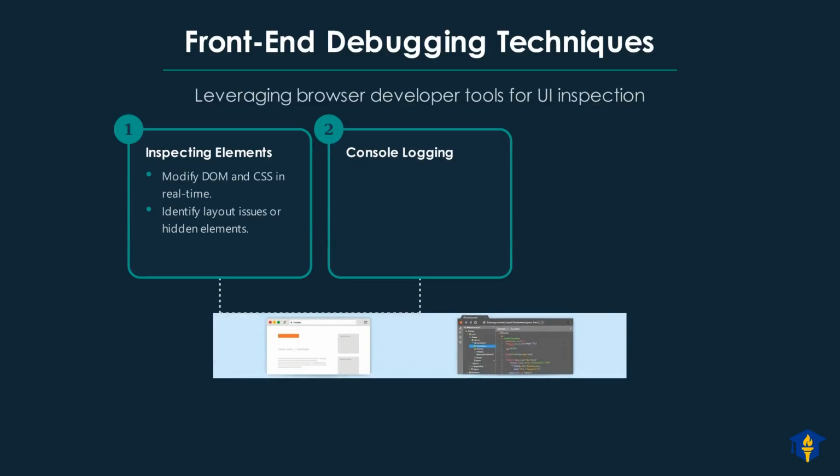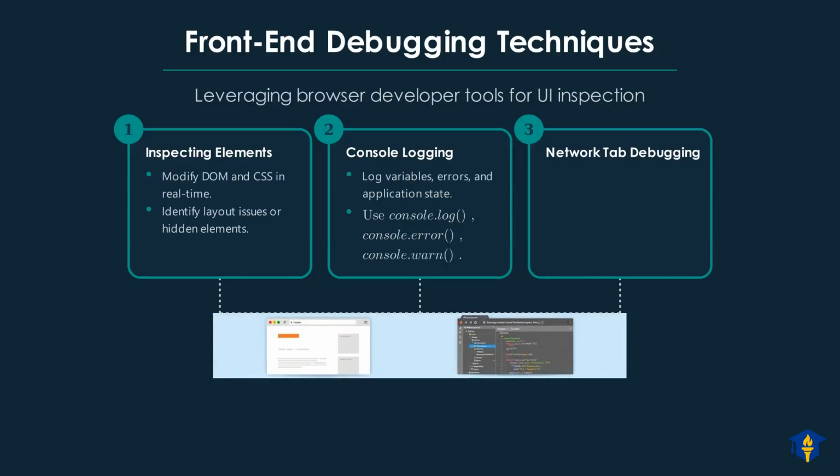Another crucial technique is console logging, which provides insights into your application's runtime. You can log variables, errors, and application state directly to the console for easy inspection. You can use console.log, console.error, and console.warn for different logging purposes.